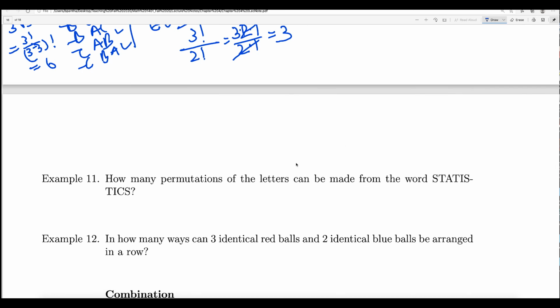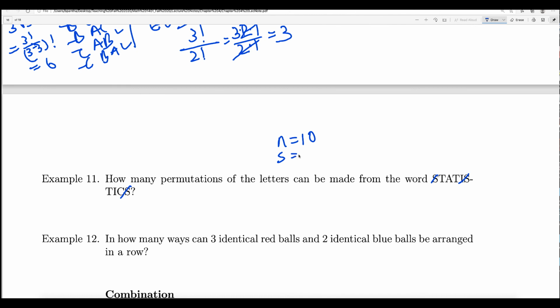So how many letters are there? 1 2 3 4 in the statistics. Okay, 1 2 3 4 5 6 7 8 9 10. There are 10 letters in the statistics, but some of them are repeated. Okay, so how many permutations of the letters can be made from the word statistics? So there are 10 letters, n is equal to 10. So how many times is s repeated? 1 2 3 times. Okay, s is repeated 3 times.